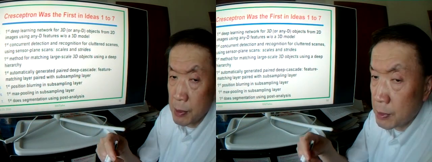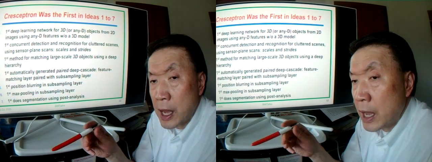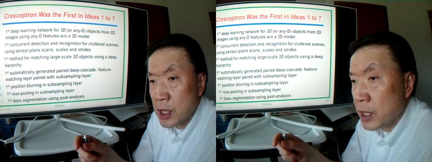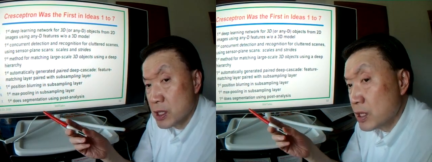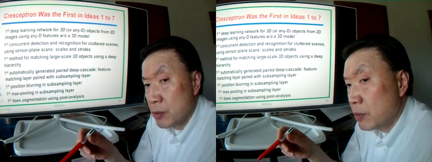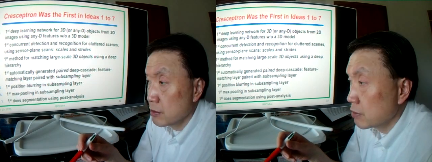And we're also doing segmentation. ImageNet later on also allowed you to identify where the object is using a rectangle shape. In our case, we used a polygon shape. So we did a much more powerful technique than the later work.